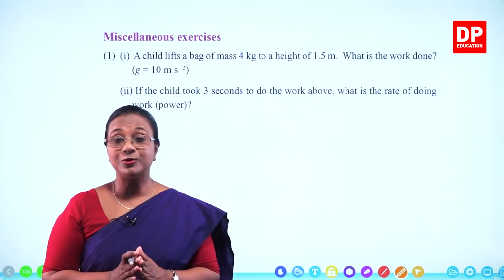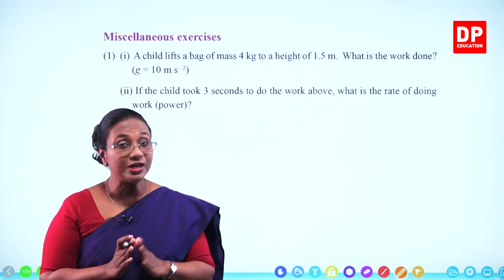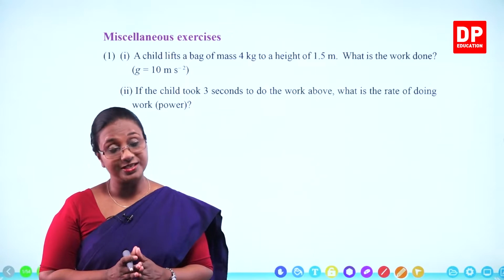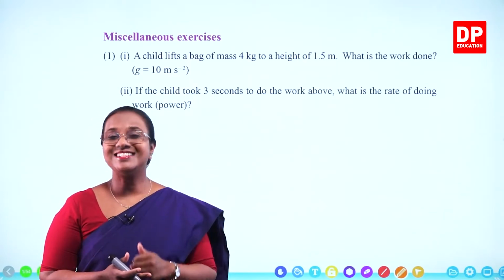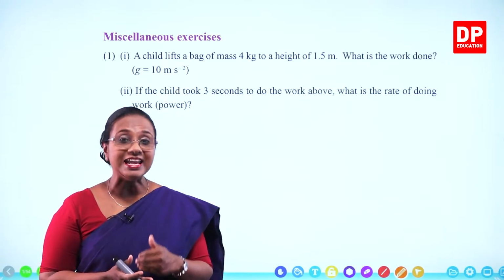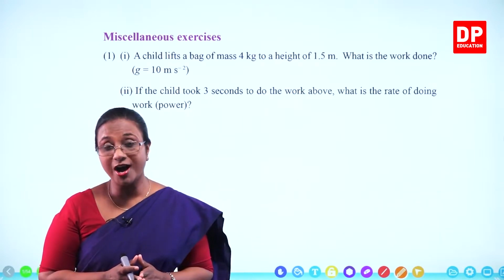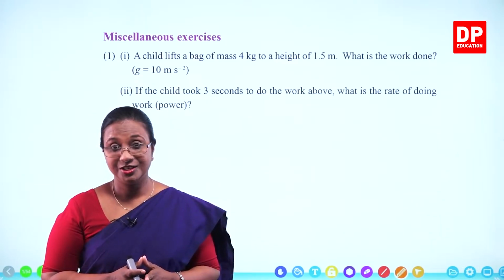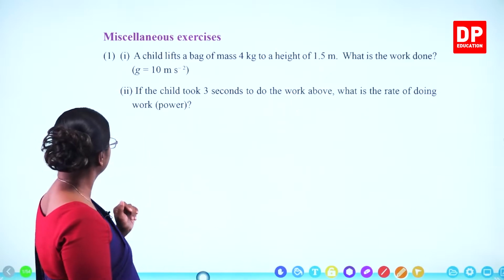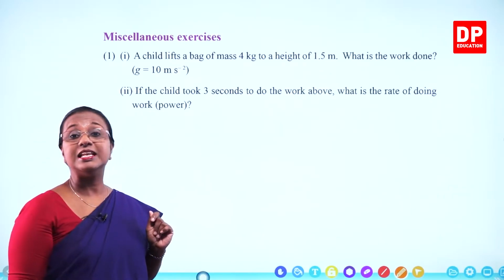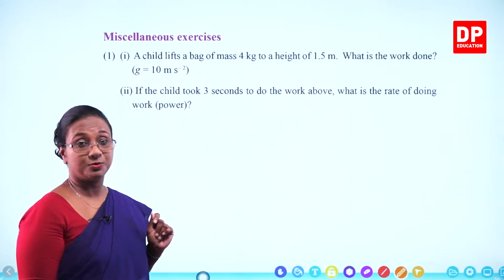I'm sure you all have a good understanding and I'm sure you have already answered these questions. If not, answer them by yourself first and then you can check your answers with my discussion. So I'll start off the chapter with the miscellaneous exercise from your textbook.